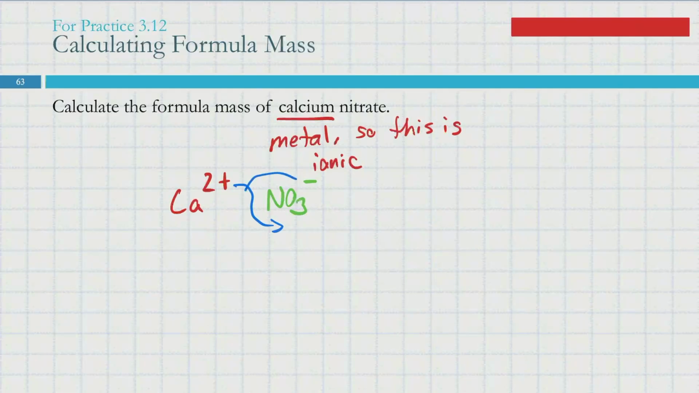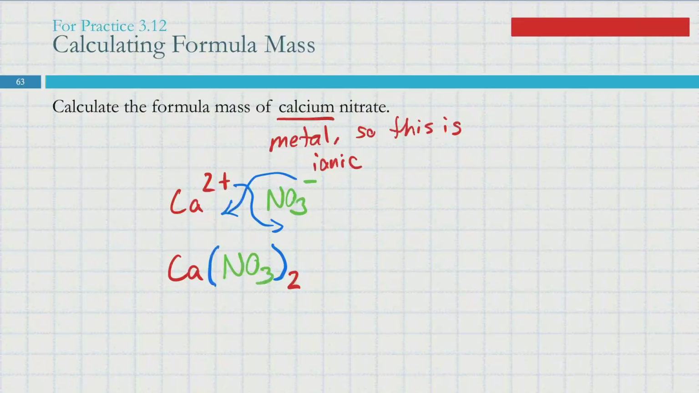And then we can crisscross these to get Ca with an invisible 1. And then we've got multiple of our nitrates, so we have to put that in parentheses. So our nitrate, and we've got how many nitrates? 2 nitrates. So this is just getting to our formula so that we can find the formula mass.